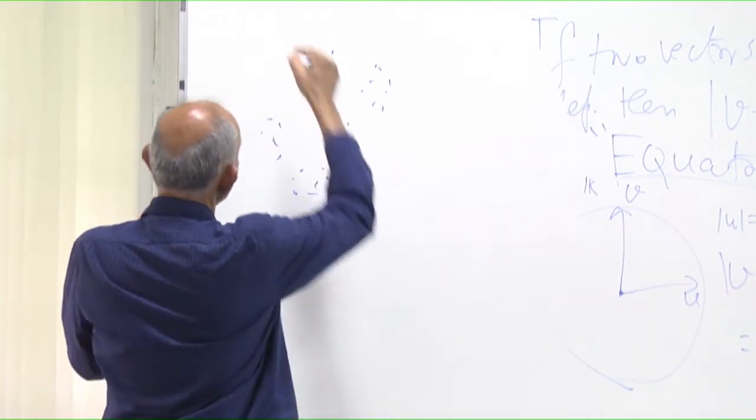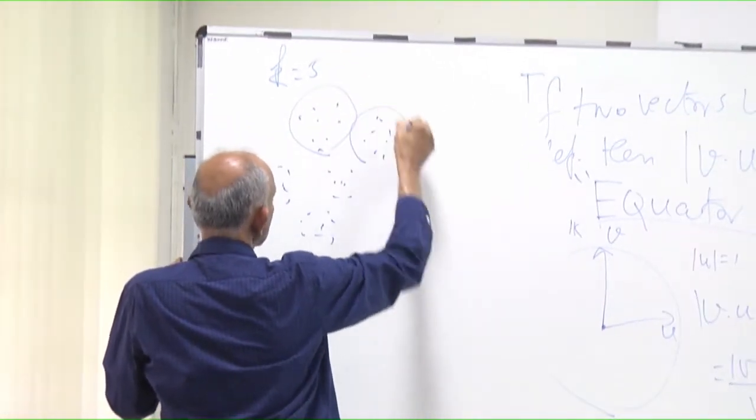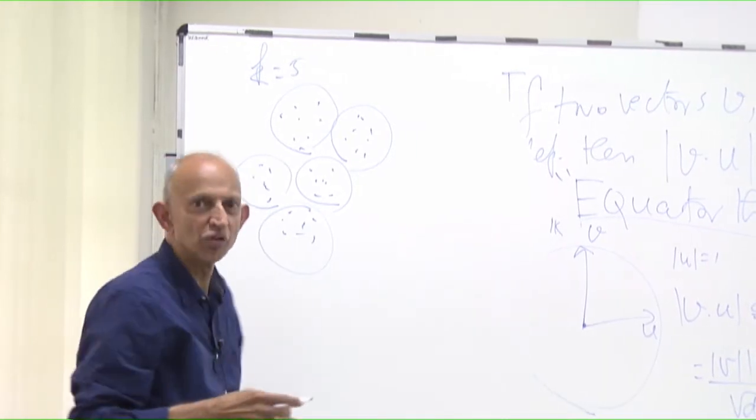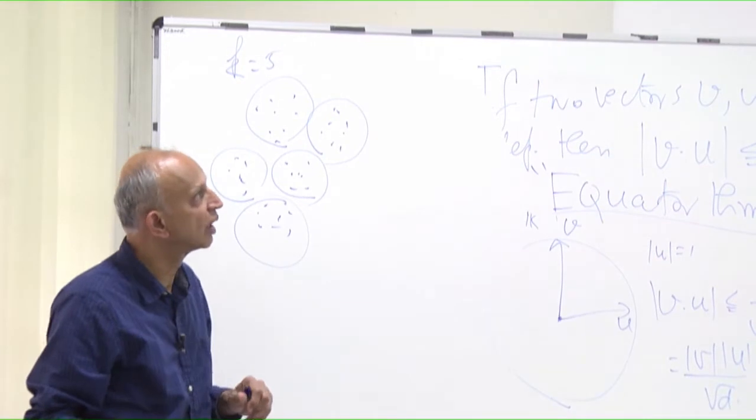So now I want to partition them into 5 parts, let's say. I drew it so that there's a natural set of 5 parts. Okay, these are the 5 clusters. I partitioned the set of points into 5 sets.